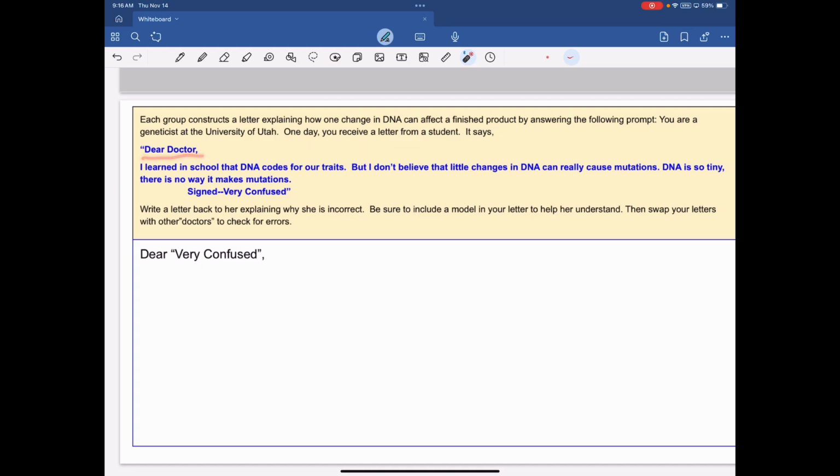Dear doctor, I learned in school that DNA codes for our traits, but I don't believe that little changes in DNA can really cause mutations. DNA is so tiny. There is no way it makes mutations. Signed, very confused. Your job is to write a letter back to this student of yours and explain how mutation does occur in DNA. Okay, how this works. Does that make sense? All right, when you're finished with this, you can turn in the assignment.